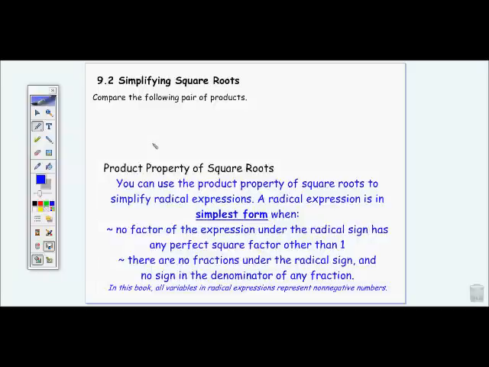Work on square roots on 9.2, and this time we're going to talk about the concept of simplifying square roots. First of all, we're going to compare a pair of products. The first pair of products is the square root of 4 times the square root of 16. If we want to simplify that, the square root of 4 is 2, the square root of 16 is 4, and 2 times 4 is 8.